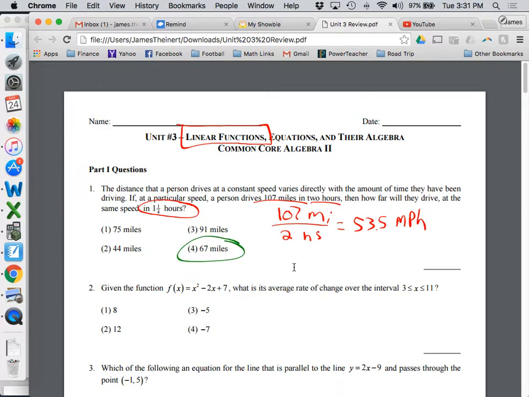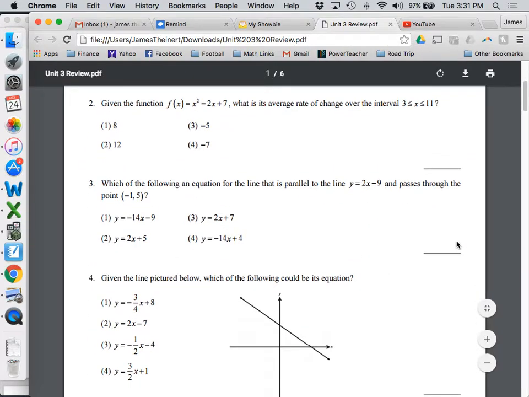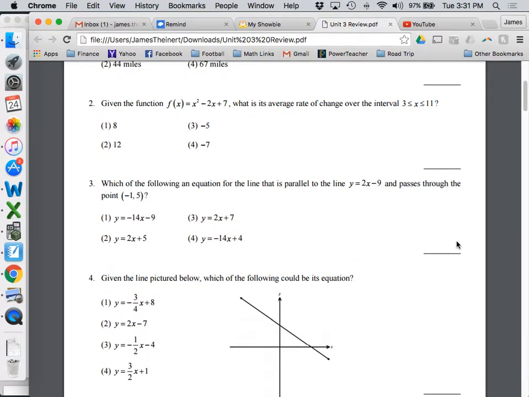Given the function f of x equals x squared minus 2x plus 7. All right, I'll just clear my ink here. There we go. Got some good space to work now. Average rate of change over the interval 3 to 11.